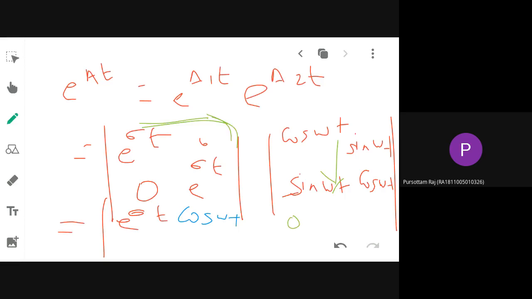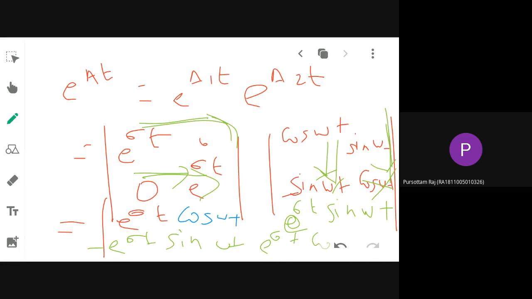Next, you need to multiply these two. So e power sigma t sin omega t you will get. Okay. Then the third term, then you have to multiply these two, no? So what will be the answer? E power sigma t sin omega t, with a minus, you will get. Okay, then you need to multiply these two. So if you multiply, then what will be the answer? E power sigma t cos omega t. Okay, so this is how you will be solving the problem.